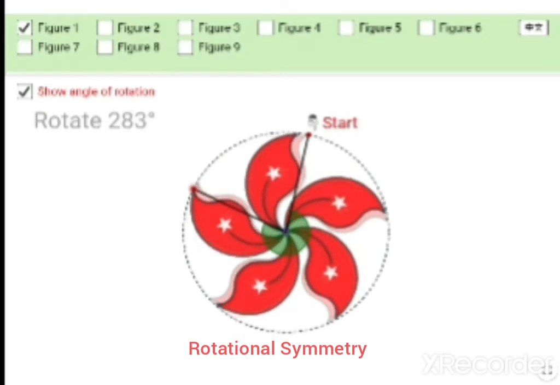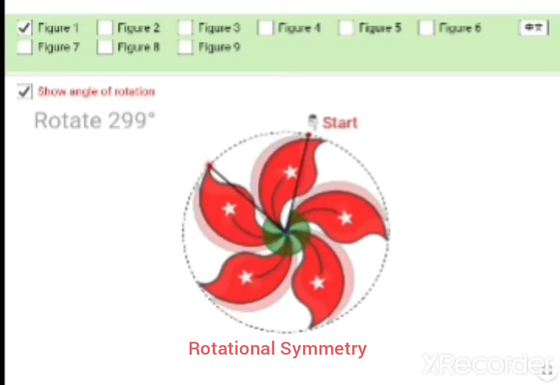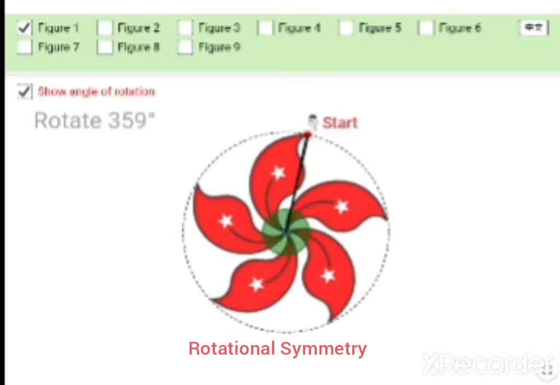Now we'll move to the fourth petal. Yes, here also it is looking the same, and now also it is looking the same, isn't it? That means definitely this figure has rotational symmetry. And how many times it is looking the same? 5 times. And this is called as the order of rotation. And the order of rotation for this figure is 5, isn't it?